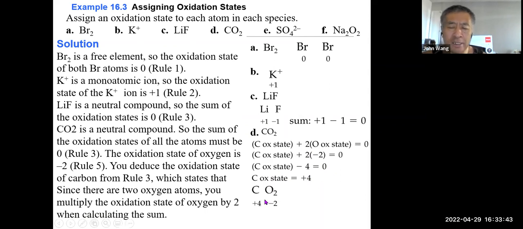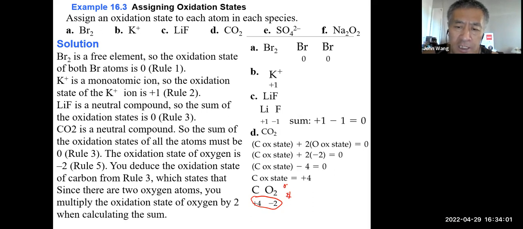You can just indicate the answer near those elements. Make sure those numbers are for every one atom. So when you see this +4, -2, the oxidation number is for each one atom.